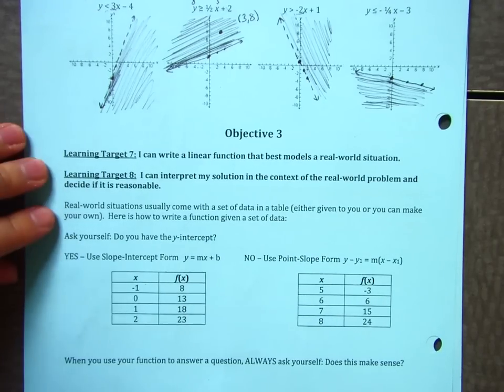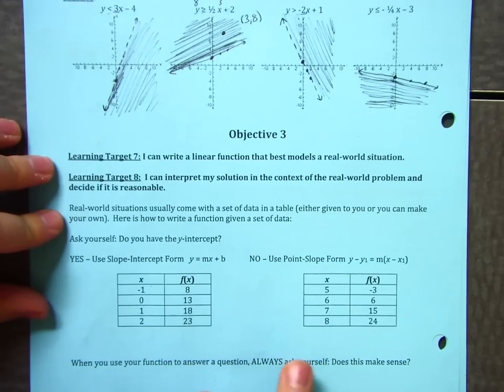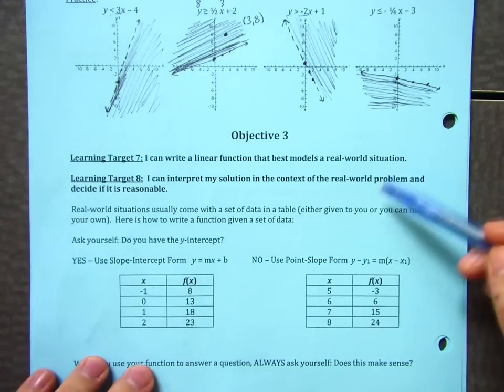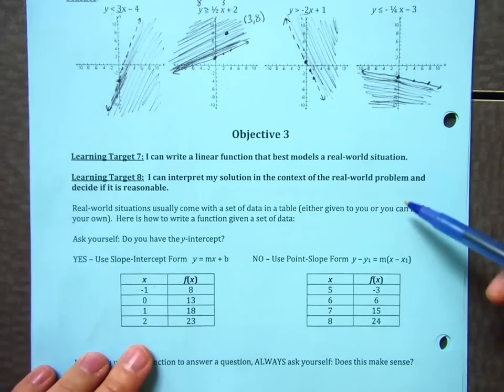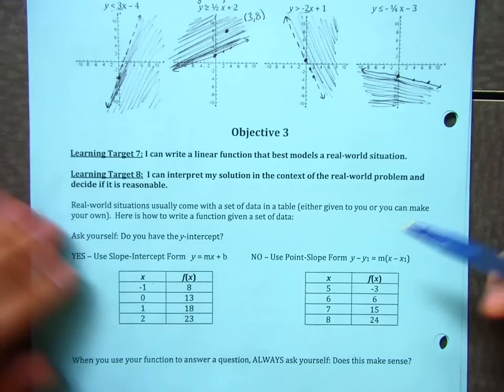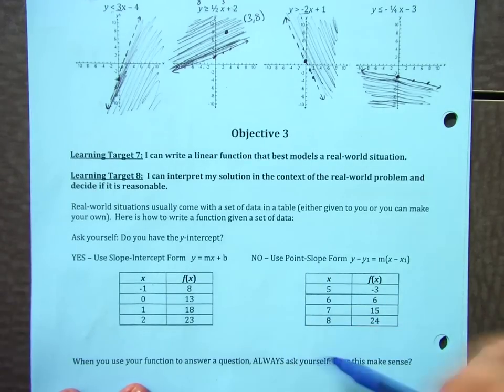So the reason that I have two tables here is because most real-world situations come with a set of data in a table. Either it's given to you in a table, or you can make your own table based on the information that you have. So we're going to mostly focus on writing equations from tables because either you have a table or you can always make a table. Here's how to write a function given a set of data in a table.